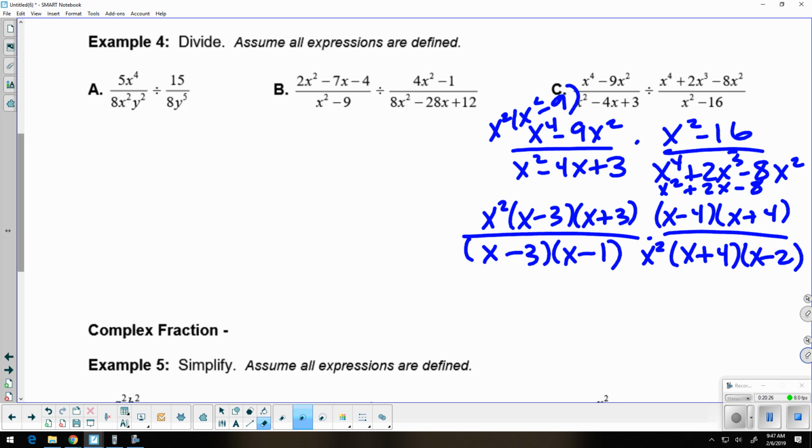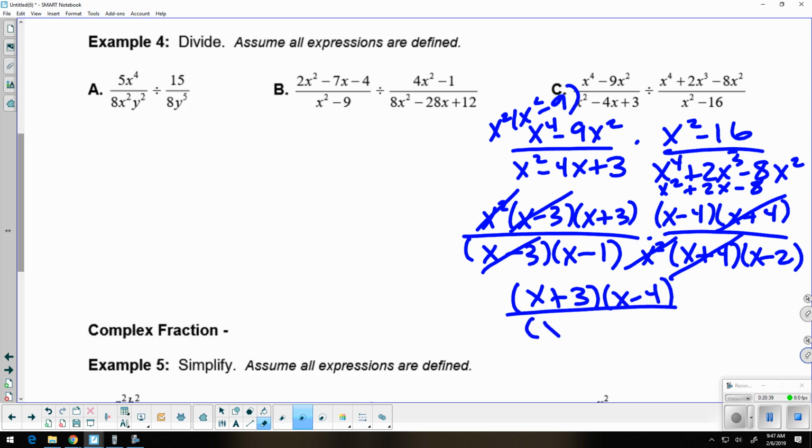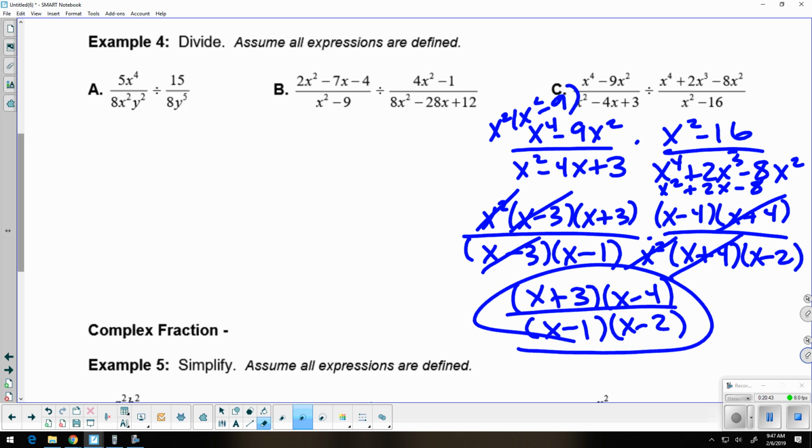Canceling now, x minus 3's go away, x plus 4's go away, x squareds go away, and now what we have left, that's about all I can do. I have x plus 3, x minus 4. On the bottom, we have x minus 1, x minus 2. And that would be your complete solution. Okay, so again, just factoring and canceling is all you got to do.